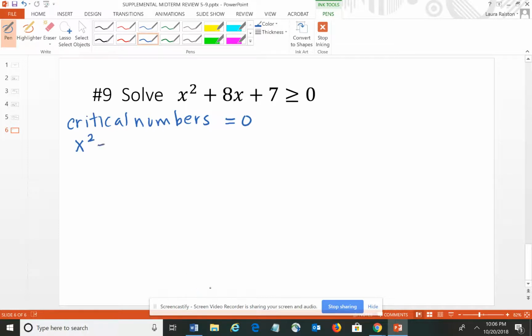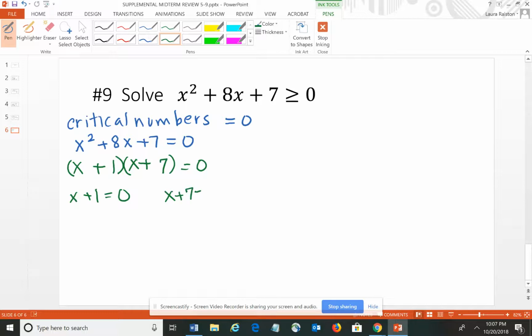So if I take x squared plus 8x plus 7 and set it equal to 0, I need to solve for x, and I believe this will factor for me. It is a quadratic, so we solve it by factoring. A pair of numbers that multiply to 7 and add to 8, I can use 1 and 7. So I know that x plus 1 is equal to 0 and x plus 7 is equal to 0. Solving each for x, subtracting 1, I have x equals -1, and subtracting 7, I have x equals -7. So my critical numbers are -1 and -7.